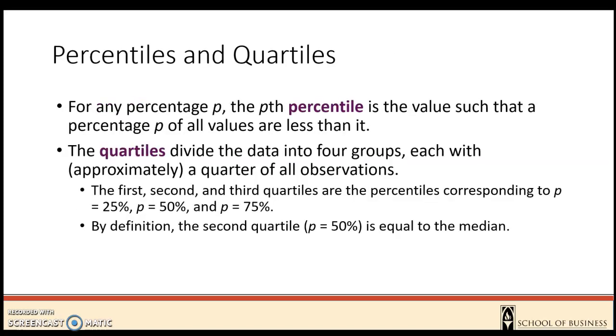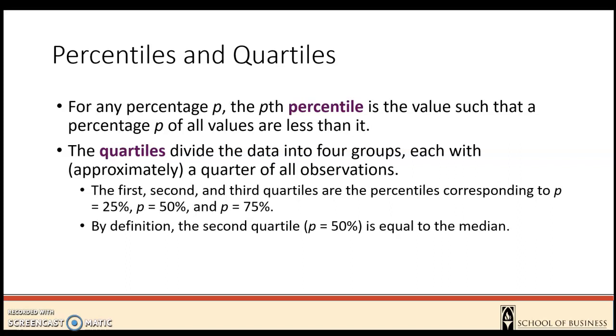So something else that's interesting to look at is what are called percentiles and quartiles. And this is something that we'll be using quite a bit when we deal with our probability distributions. So a percentile is the value that a given percentage of all the values are less than.